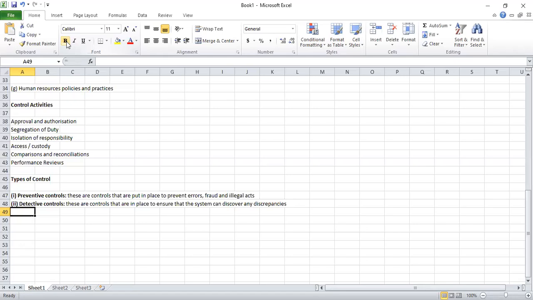So with a detective control, it locates a problem after it has actually occurred. When you put in antivirus, it can prevent a virus from attacking your system. But at the end of the day, it can also detect a virus which is in the system. Then we've got corrective controls.